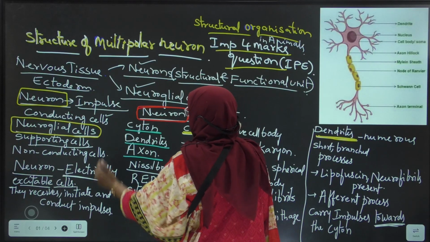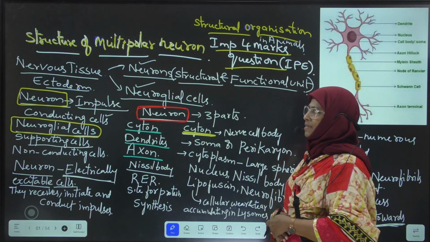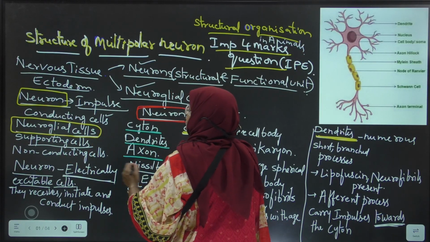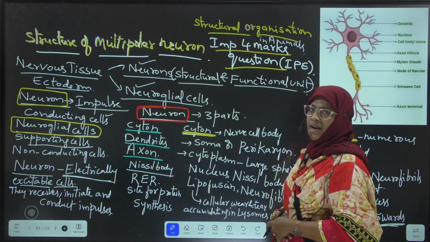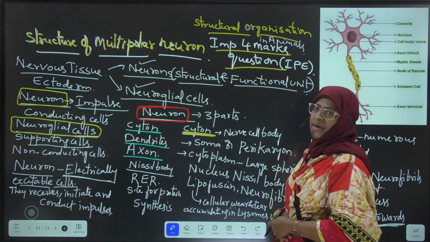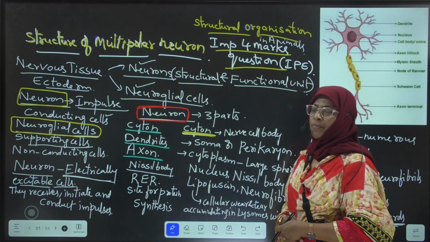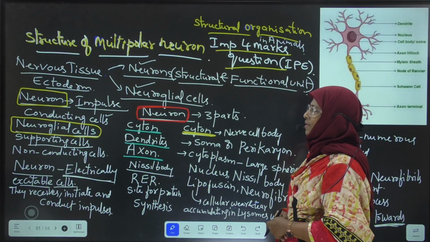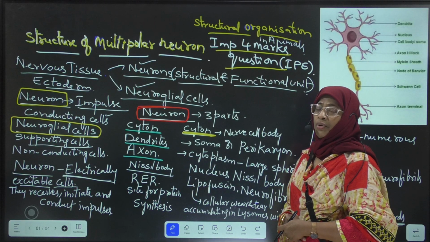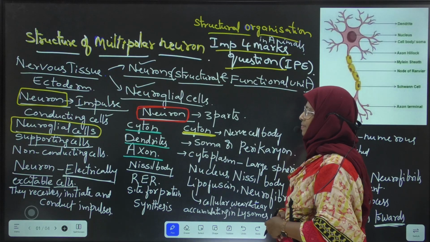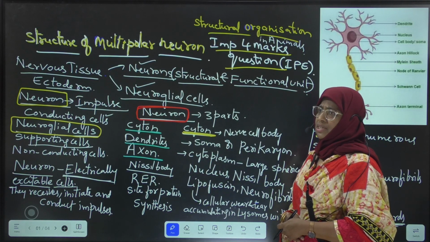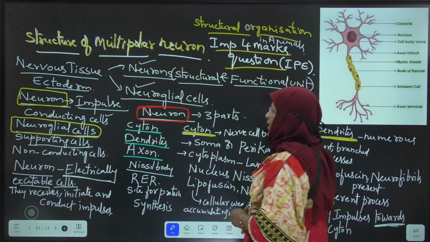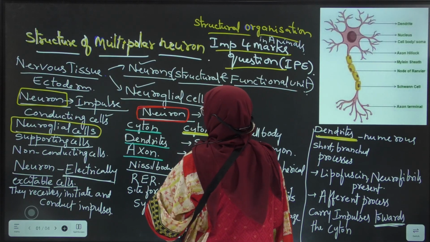Next, what are neuroglial cells? These are the second type of cells present in nervous tissue. They are the supporting cells or non-impulse conducting cells. They provide microenvironment for neuronal activity. These neuroglial cells also nourish the neurons and protect the neurons. This is about the two types of cells of the nervous tissue.